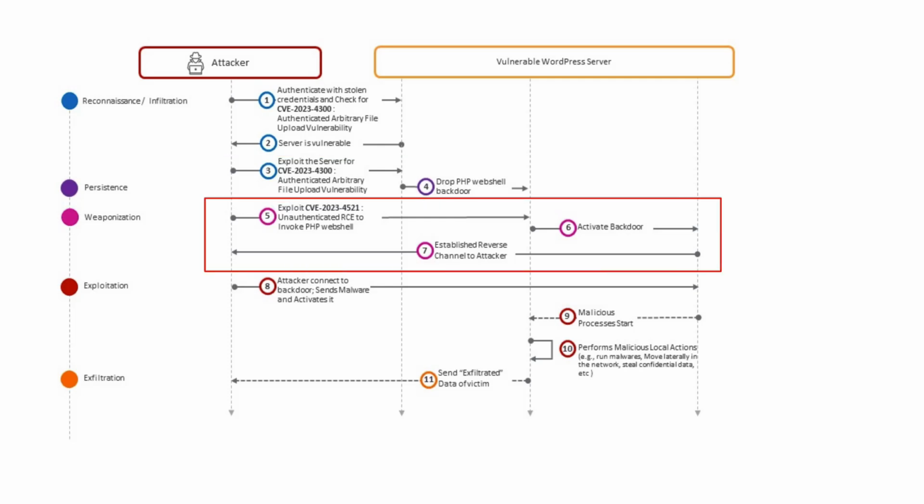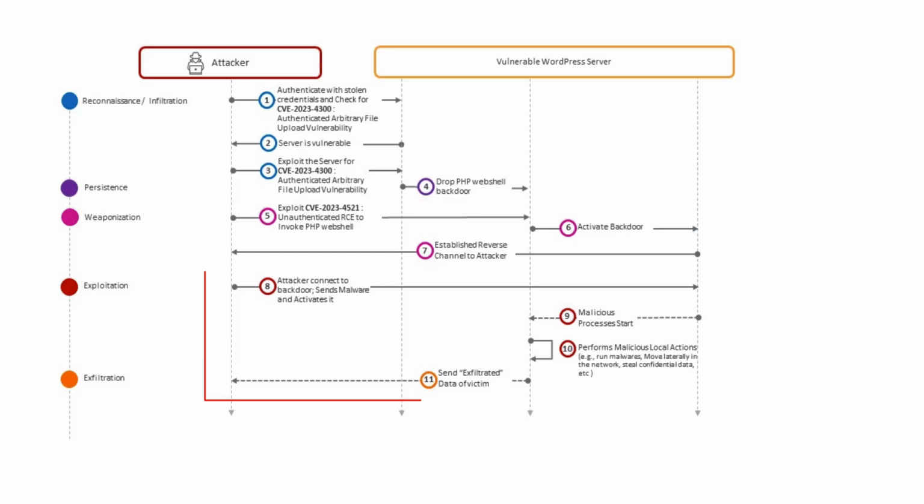In step 5, the threat actor exploits the CVE 2023-4521 remote code execution vulnerability to activate the PHP web shell backdoor, that finally establishes a reverse channel back to the attacker as shown in step 7. From step 8 to 11, the attacker can execute any malicious actions such as executing executable and lolbin malware, exfiltrating data, executing lateral movement, and rinsing and repeating malicious actions on adjacent workloads, etc.